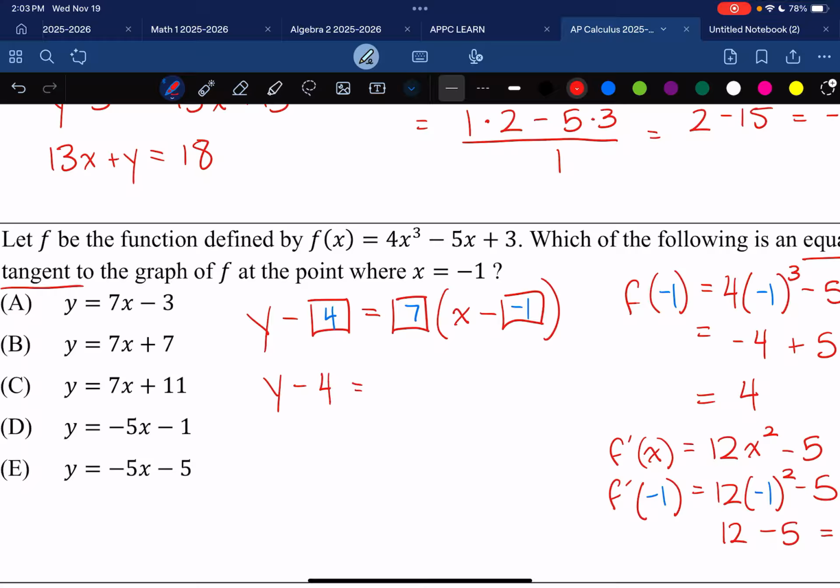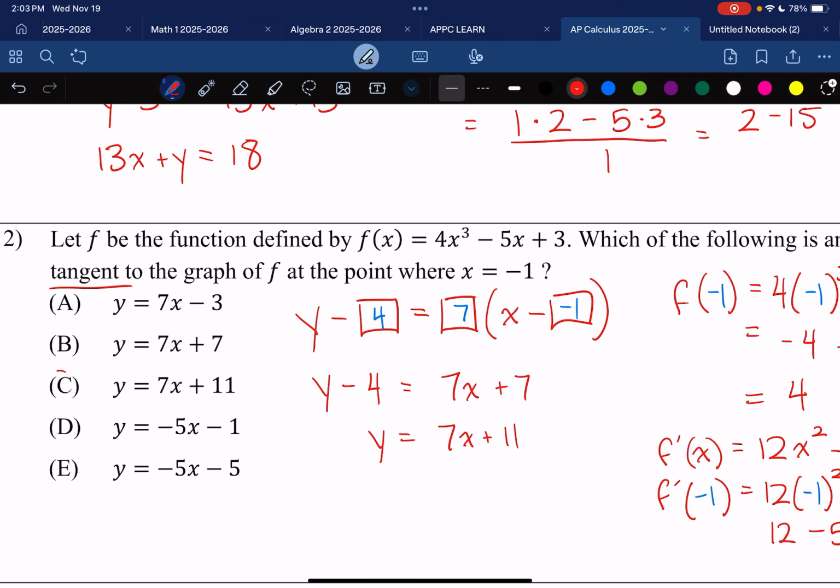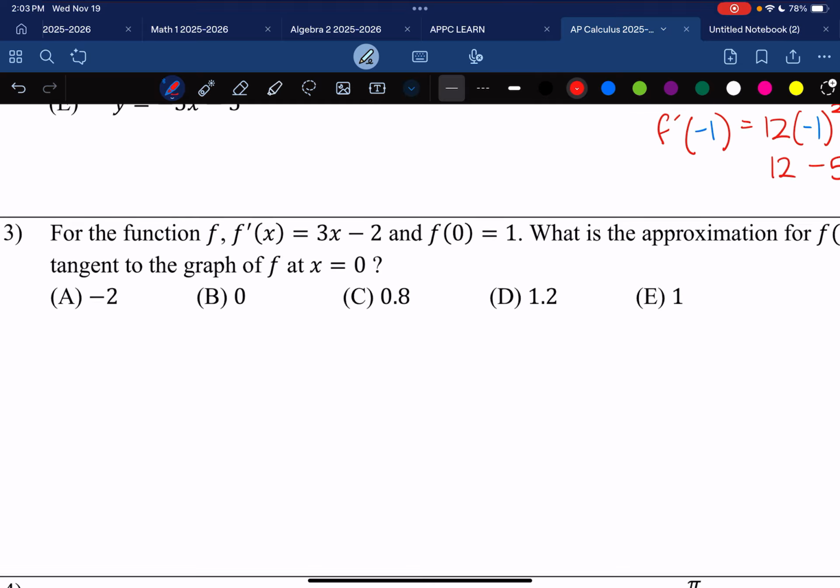Distributing the positive 7 gives us a 7x. This is really a negative times a negative is a positive, so a 7 times a positive 1 is a positive 7. From there, add 4 to both sides, leaving y is equal to 7x plus 11. Our final answer is option C. Moving on to number 3.